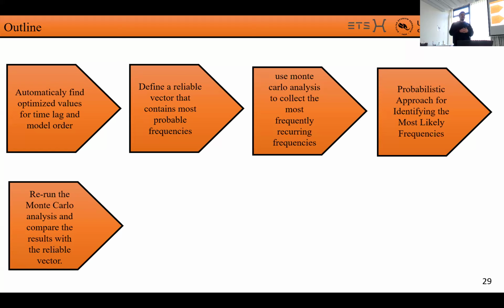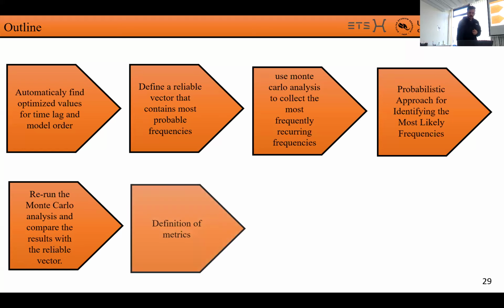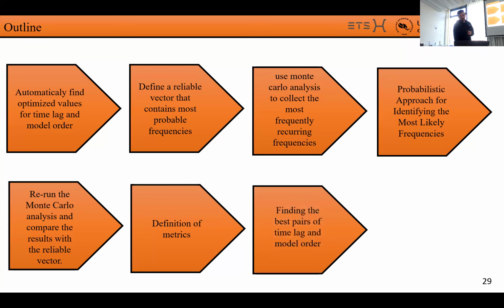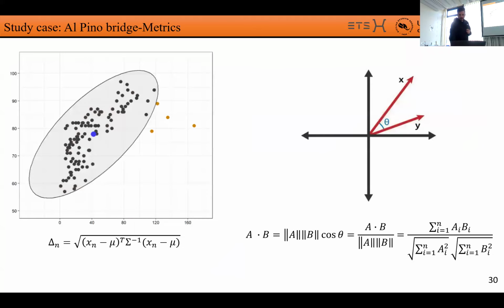The time lag and the model order with the greatest similitude to the reliable vector are basically the best ones. For doing that, I first needed to define some metrics, obviously, to do the comparison. And as we will see in a few slides, the results that I will obtain will be very spread. So I also need a way to find the best pair of time lag and model order. Those are the two metrics that I used.